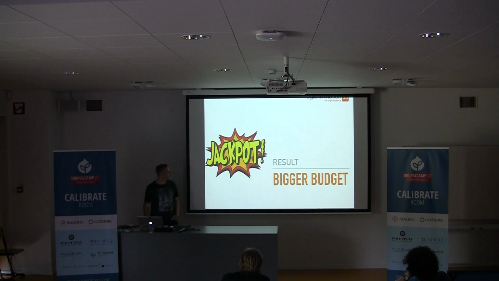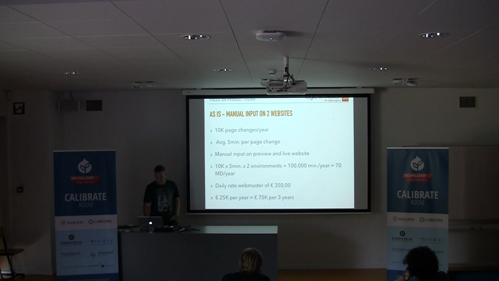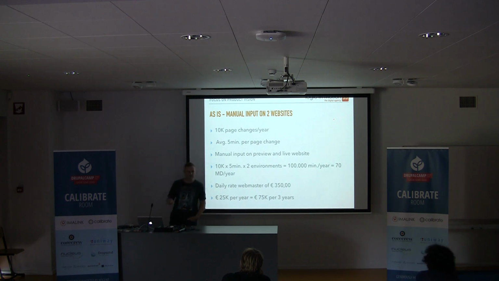I'm going to show you an example of how we calculated this. We first started with the as-is situation. This is a realistic situation, but I will show you the actual evaluation statistics after this. So we started with 10,000 page changes per year, which is not abnormal, just for one application, which takes an average of 5 minutes per page change. And it should be manually inputted on 2 environments, because they want an environment where business can validate the content, and an environment where they can publish it.